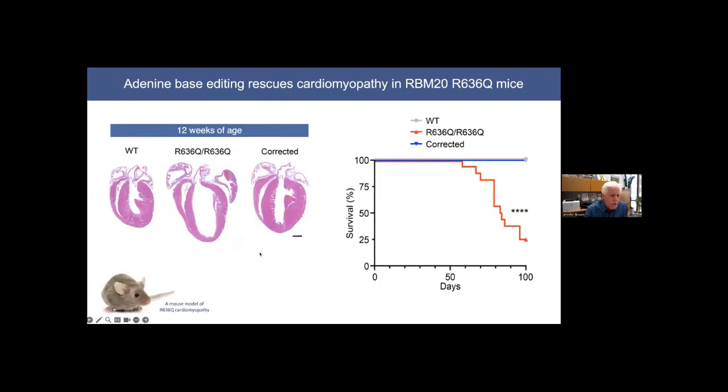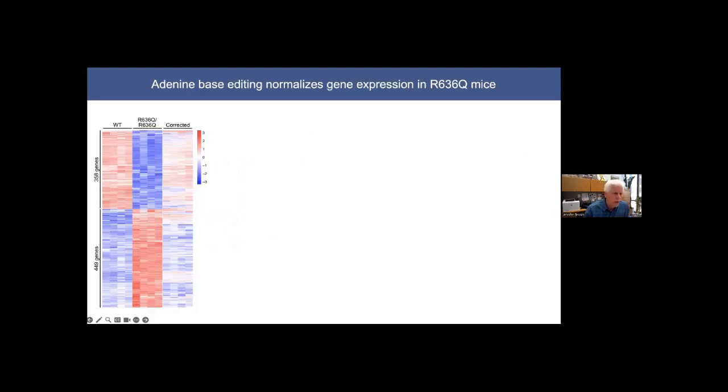So at 12 weeks of age, you can see the homozygous mutant mice have really severe cardiac disease with dilation of the left ventricle, and the corrected hearts were virtually indistinguishable at a histological or functional level from wild type. And here you can see the lethality associated with the homozygous mutant, and lethality is completely blocked by systemic editing with this base editor.